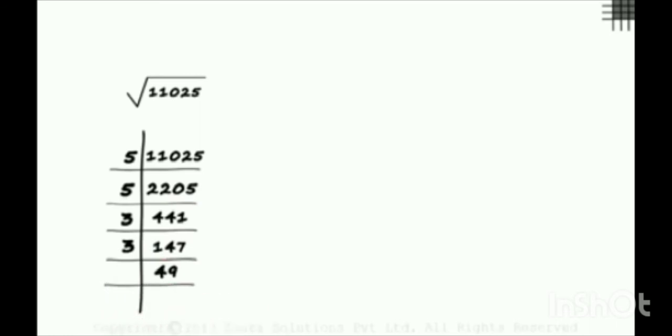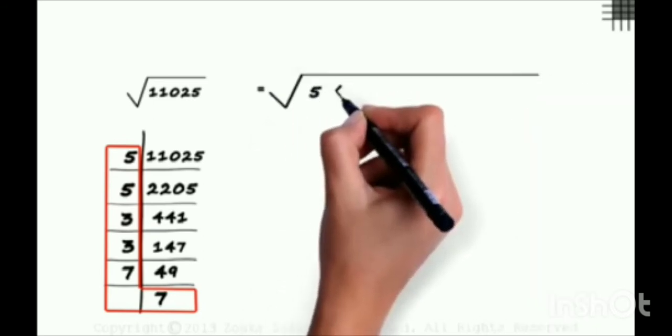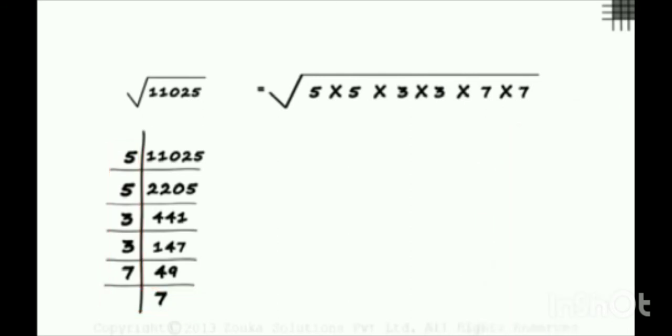And the only prime number 49 is divisible by is 7. And 7 multiplied by 7 is 49. And yes, we stop here since 7 is a prime number. So 11,025 can be written as 5 times 5 times 3 times 3 times 7 times 7. Hence, the square root of 11,025 can be written as square root of 5 times 5 times 3 times 3 times 7 times 7. The next step is to make pairs of the same numbers.